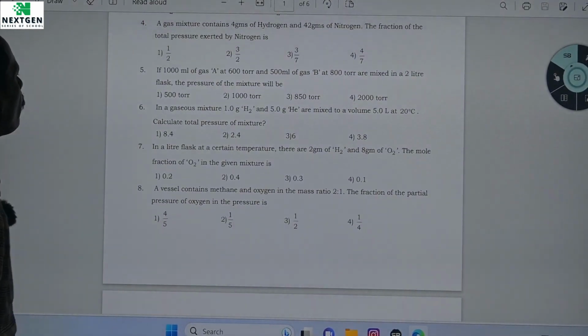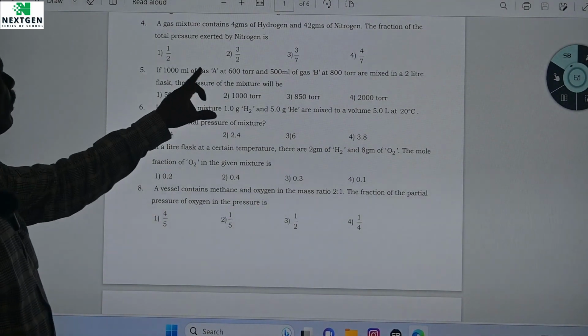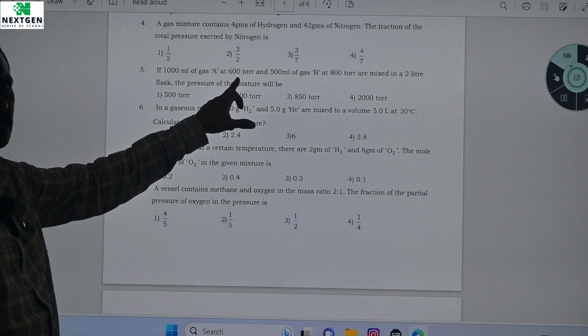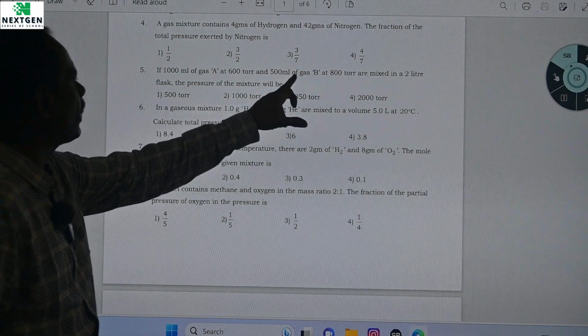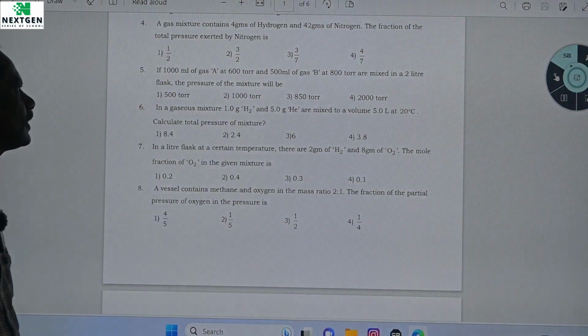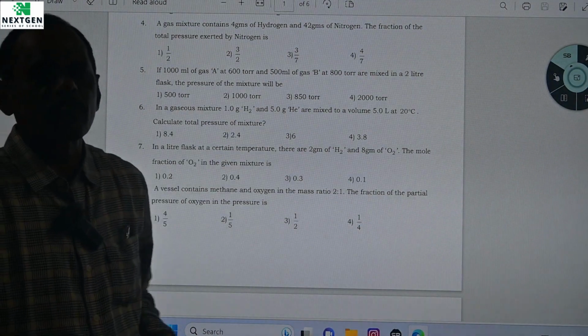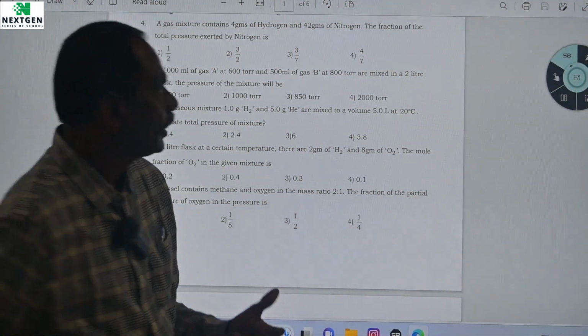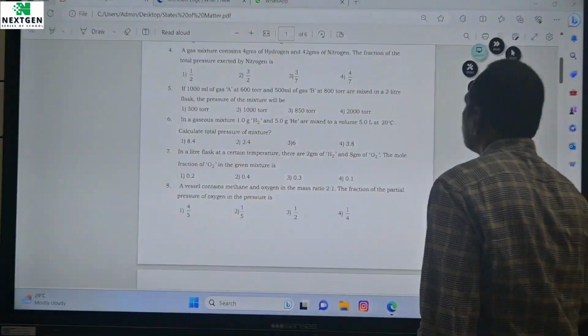Then come to the fifth one. If 1000 milliliters of gas A at 600 torrs and 500 ml of gas B at 800 torrs are mixed in a 2 liter flask. What will be the total pressure of the gas mixture? It is somewhat different formula. Just I will explain.